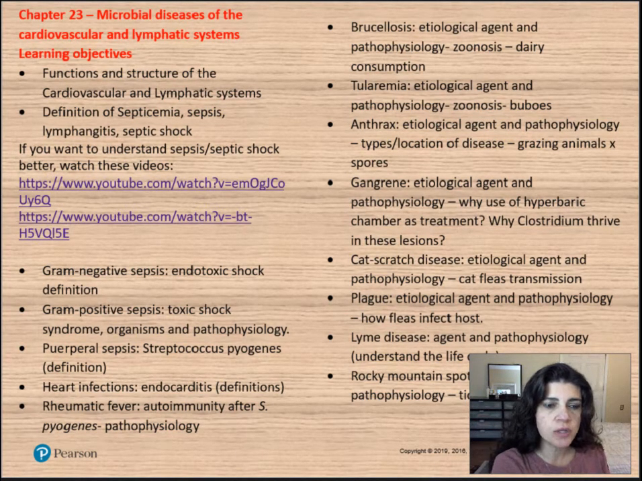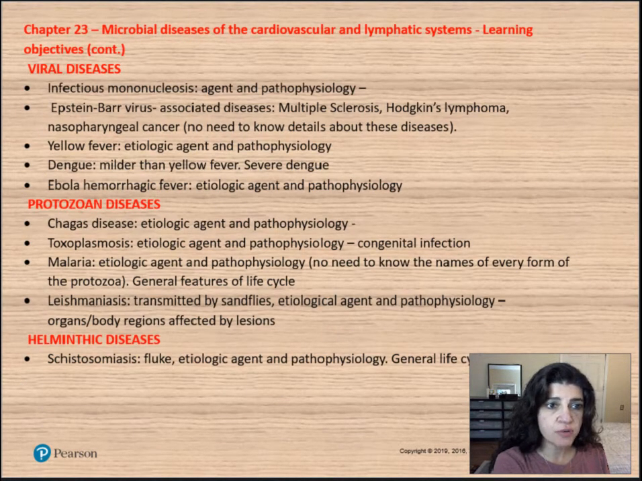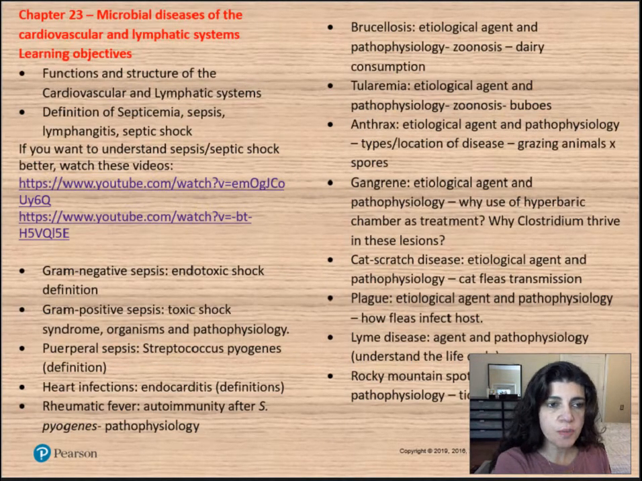We have bacterial diseases, and then we're going to move to viral diseases and protozoan and helminthic diseases. In this first video, we're talking about the functions and structures of the cardiovascular and lymphatic system, and the definitions and how septicemia, sepsis, and septic shock work. Also about heart infection and rheumatic fever. And then we move on to the other bacterial diseases in the next video.